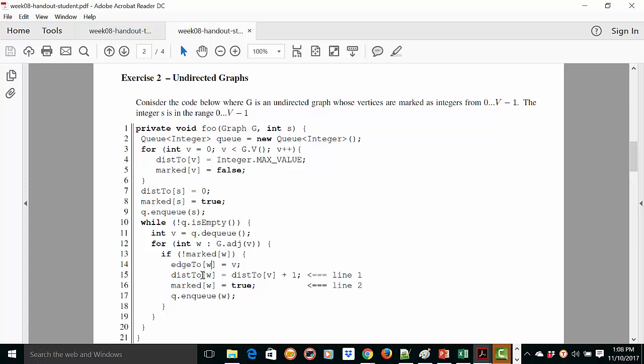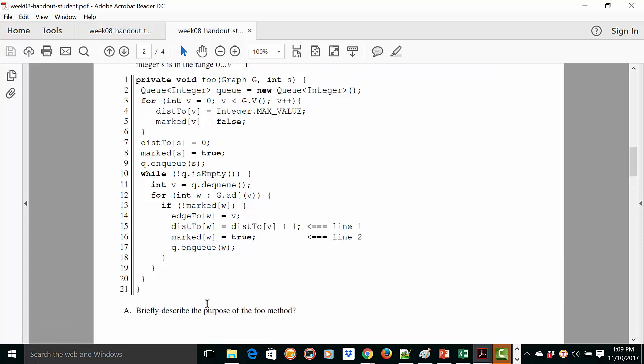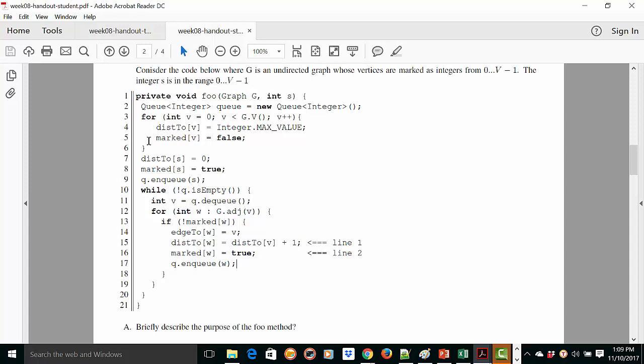That's what this says. And then the distance to W would be one more than the distance to V. So if I'm going from S to W through V, and I already know the distance to V, then I can just add 1 to get the distance to W. And then once I process a vertex, I'm going to mark it to be true, and then add it to the queue. So the answer to the first question is that it is a sort of breadth first search kind of a thing.